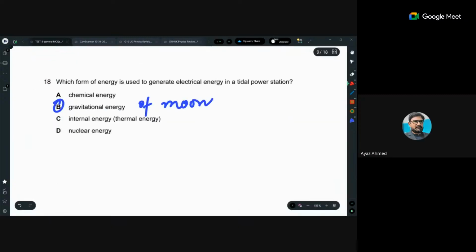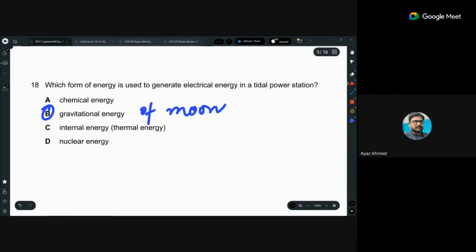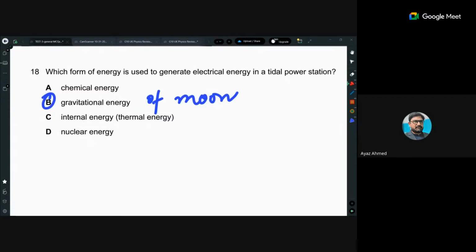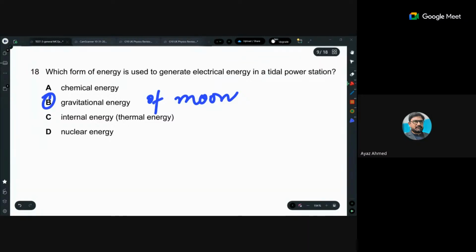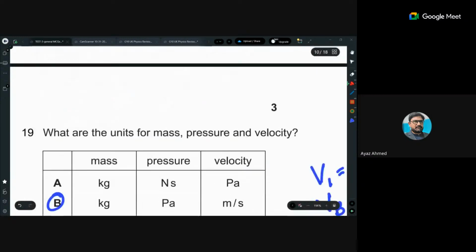Yes. Okay. Now this was another question. Which form of energy is used to generate electrical energy in a tidal power station? Although it is not in your paper, the gravitational energy of the moon is used to produce the tidal energy. That's why it was one question edited in this one.